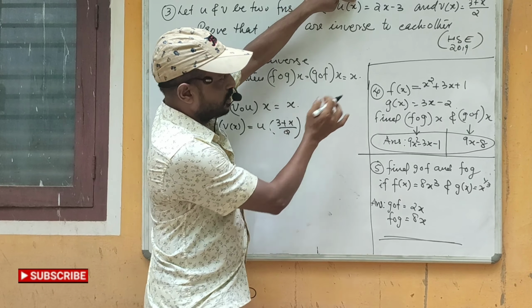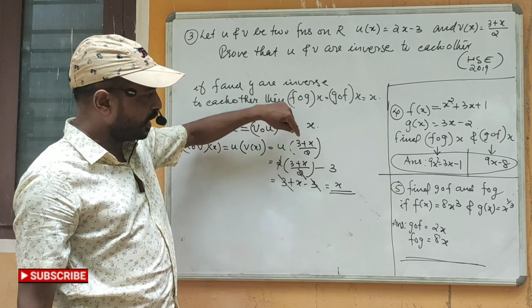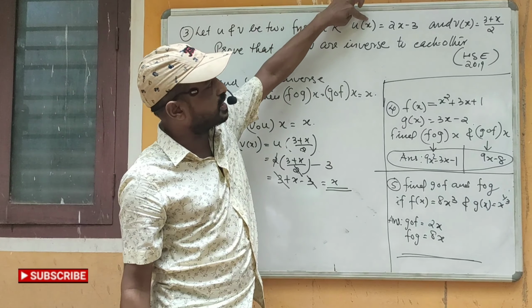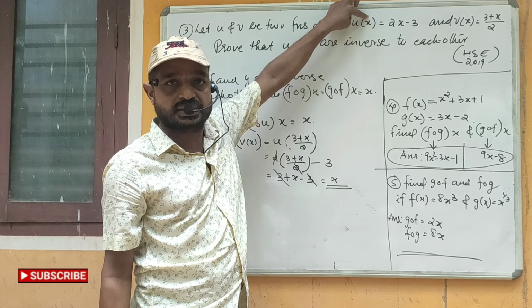So what is u composition v of x? It is u of v of x. That is equal to u of, what is v of x? It is 3 plus x by 2. So how will you calculate u of 3 plus x by 2? It is calculated from the function u of x. So u of 3 plus x by 2 is obtained by substituting 3 plus x by 2 for x in the function u of x.